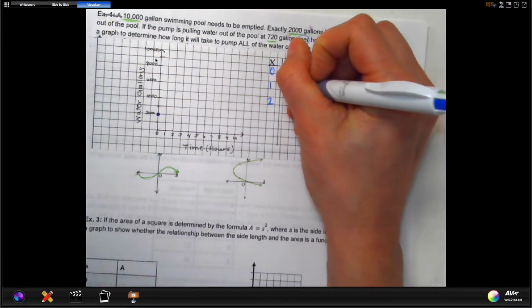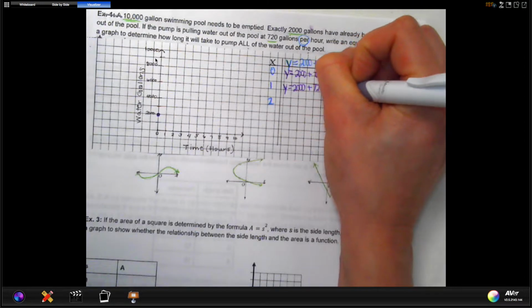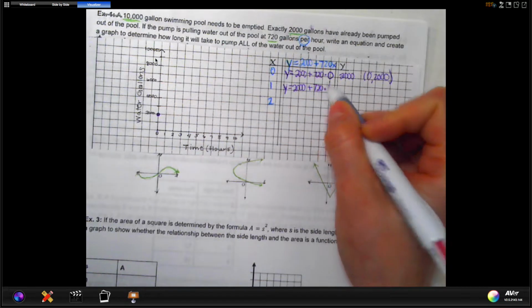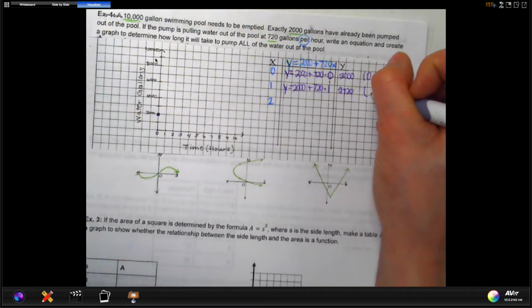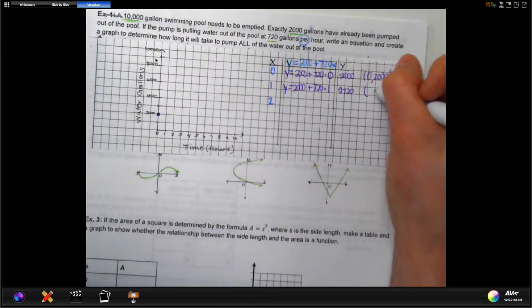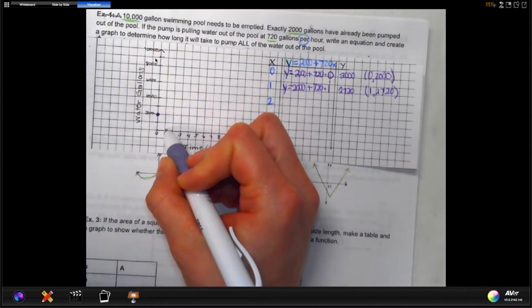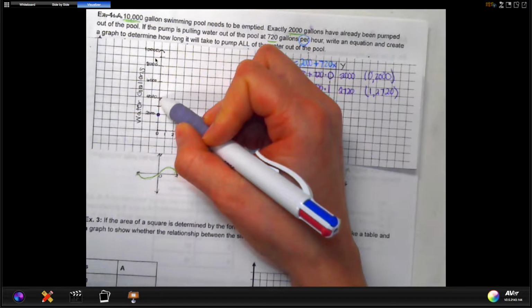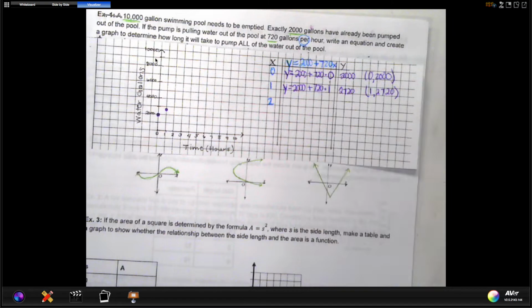Okay, let's go again. y equals 2,000 plus 720 times 1 hour. Well, 720 times 1 is 720, plus 2,000 gives us 2,720. So that's our next ordered pair: (1, 2,720). To graph that, it's a little bit different because here's 1, but 2,720 is not on there, so we have to estimate. If it goes 2,000 to 4,000, this is 3,000, and we're not quite there yet, so we're going to put a dot here.